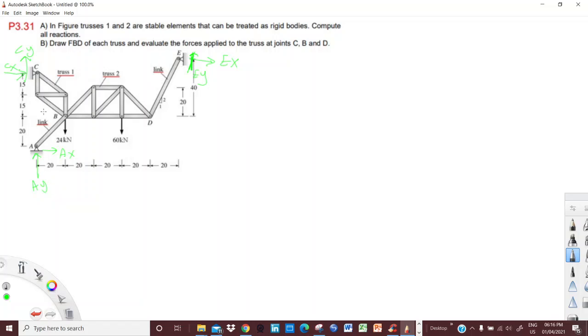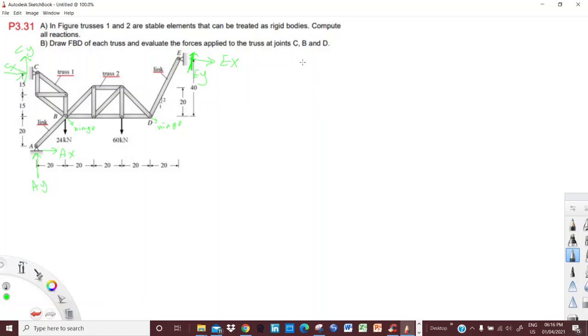So we can't try to know how to solve it, except we break the link. This is a hinge. So we need also this one is a hinge. So we need to break at truss 2. Truss 2 needs to be broken.